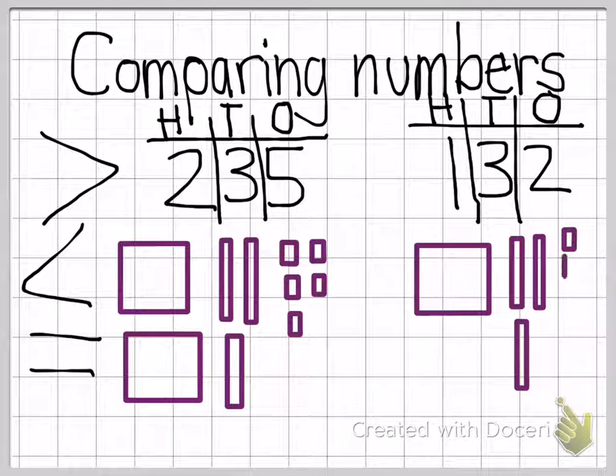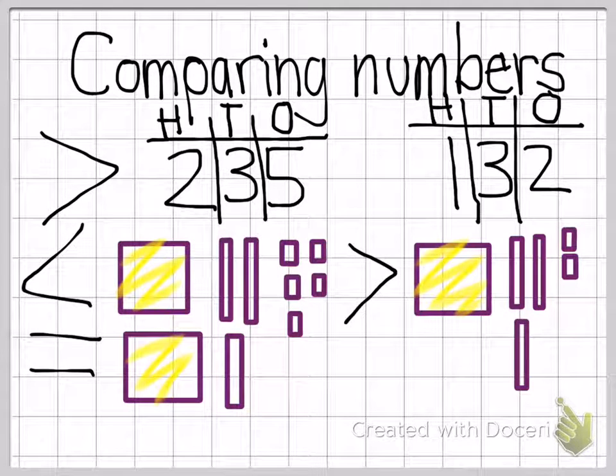Remember, in order to compare numbers, we need to begin by comparing the greatest place value. In this case, we can see that the number 235 has two hundreds, while the number 132 has only 100. We know then that 235 is greater than 132. Remember once again, our symbol opens up to the greatest number.